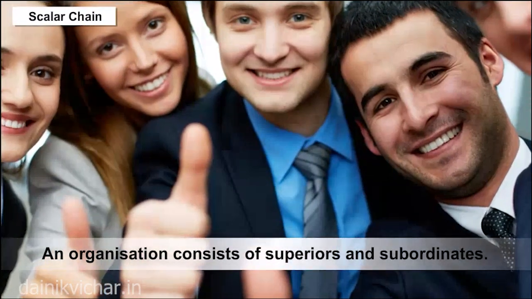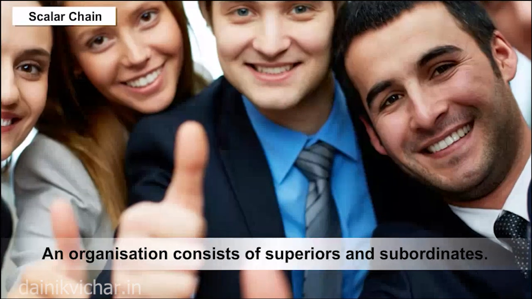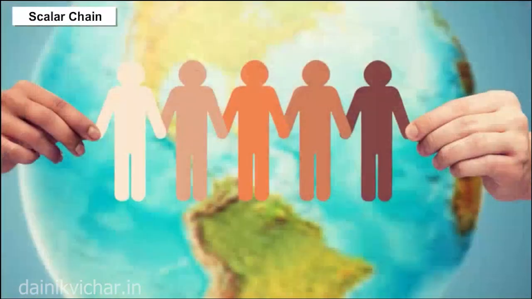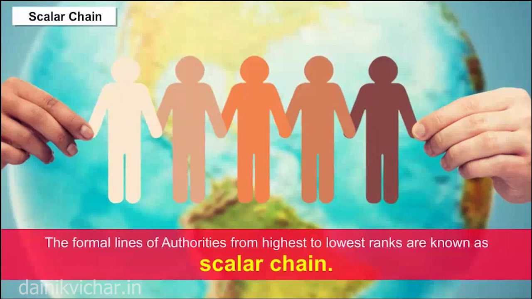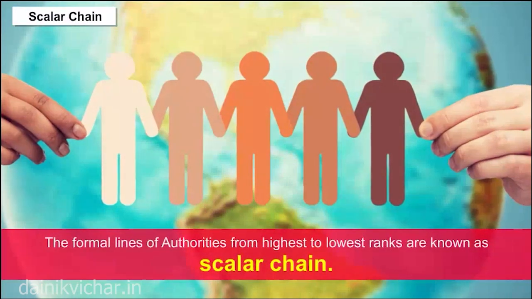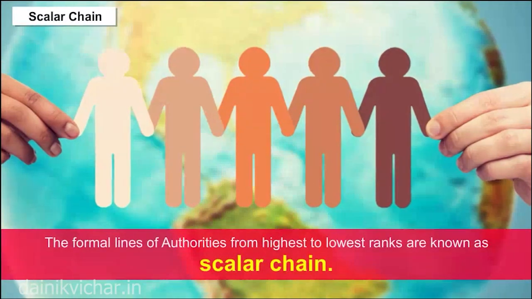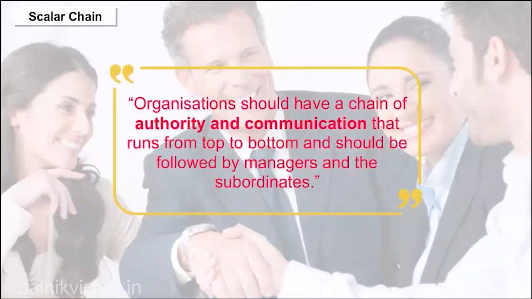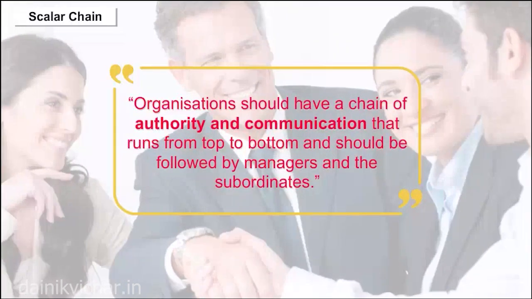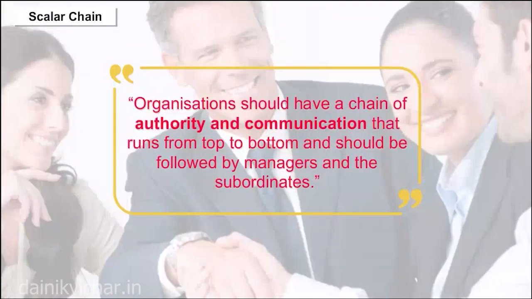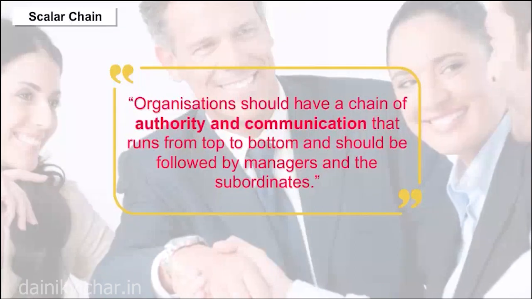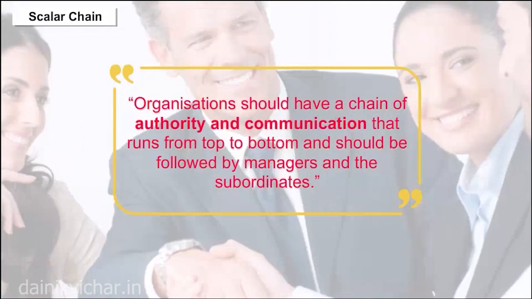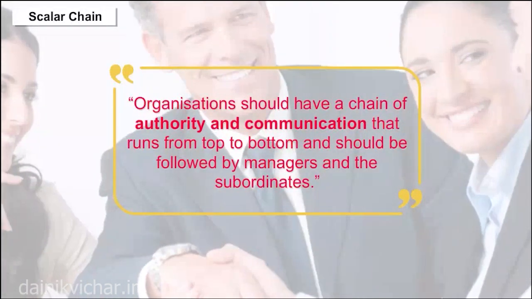Scalar chain. An organization consists of superiors and subordinates. The formal lines of authorities from highest to lowest ranks are known as scalar chain. According to Fayol, organizations should have a chain of authority and communication that runs from top to bottom and should be followed by managers and the subordinates.